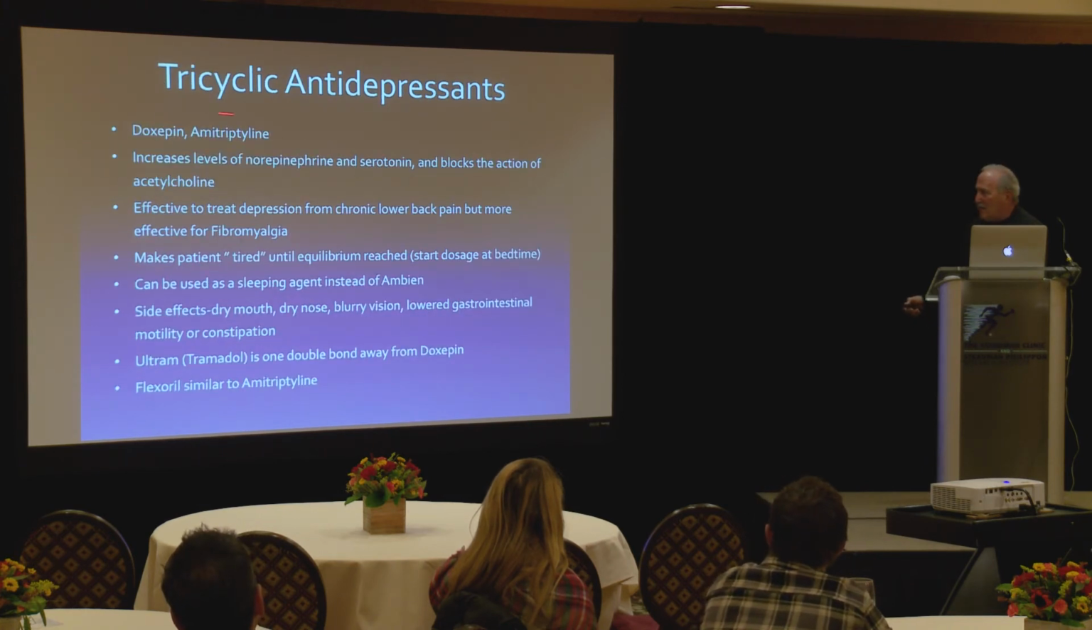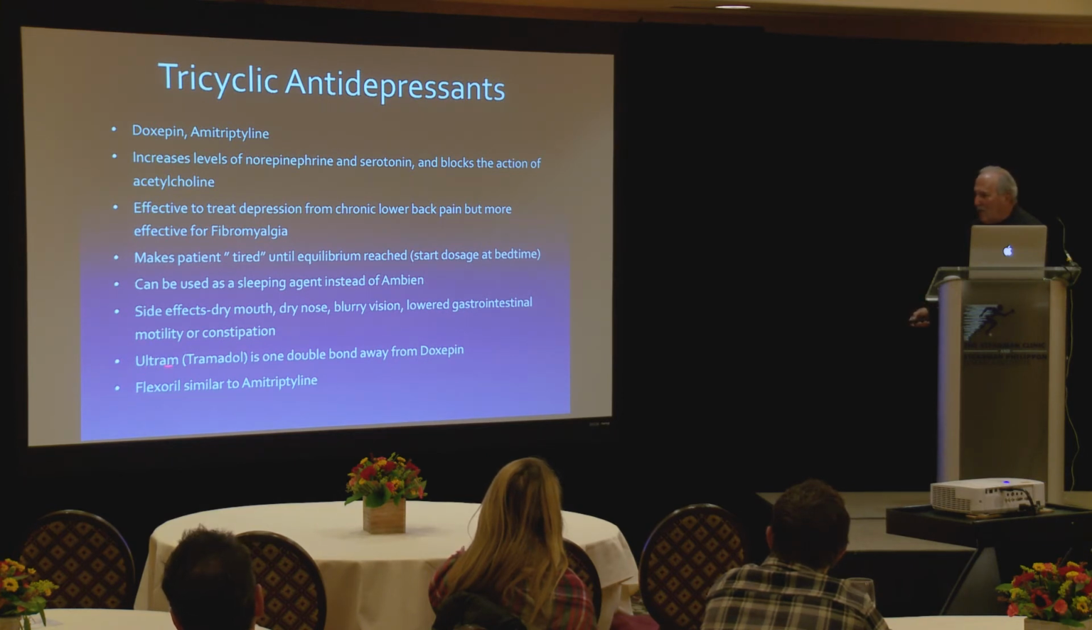Tricyclic antidepressants, doxepin and amitriptyline. These are old drugs. These go back into the 30s and 40s. And they increase norepinephrine and serotonin. They're effective to treat depression from chronic lower back pain. They're effective for fibromyalgia, but it makes the patient tired until equilibrium is reached. So you can actually use this drug initially as a sleeping aid. And they can take it every night because it's not like some of the Ambien drugs that can't be tolerated for more than 3 days a week. There are side effects to it.